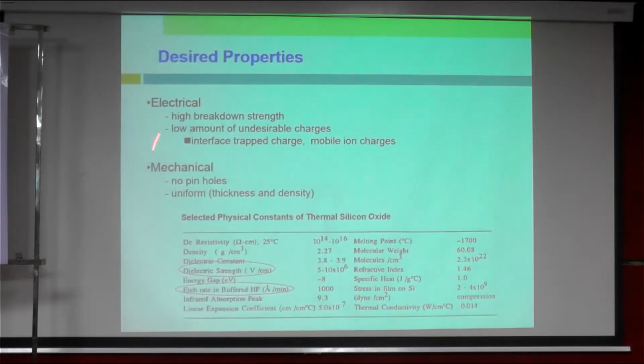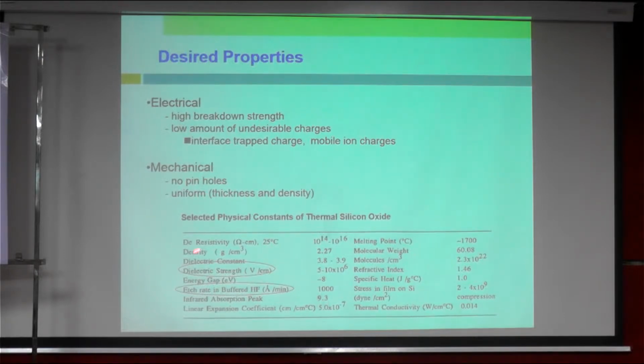So for silicon dioxide, the desired properties are, electrically, high breakdown strength, so it will be very good as an insulator. Also a low amount of undesirable charges, interface trap charge, and mobile ion charges. And as for mechanical properties, no pinholes, and uniform thickness and density.